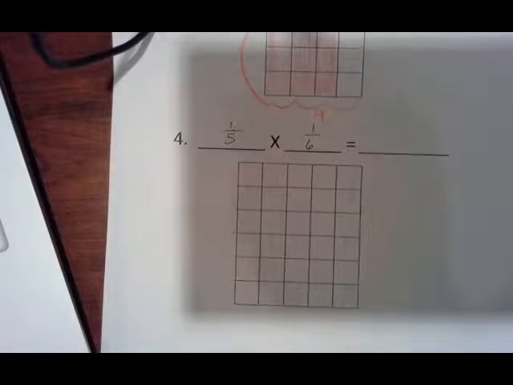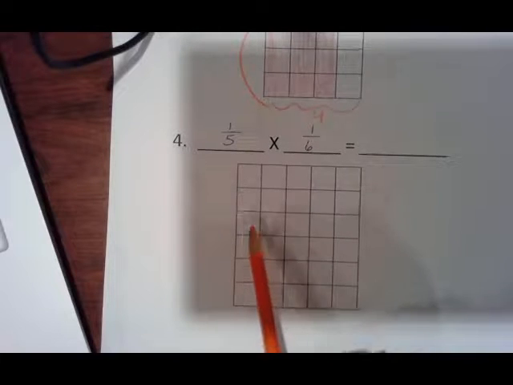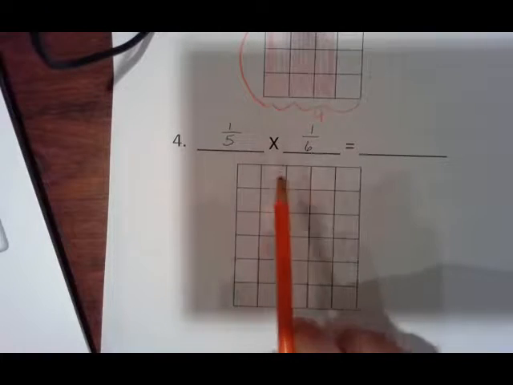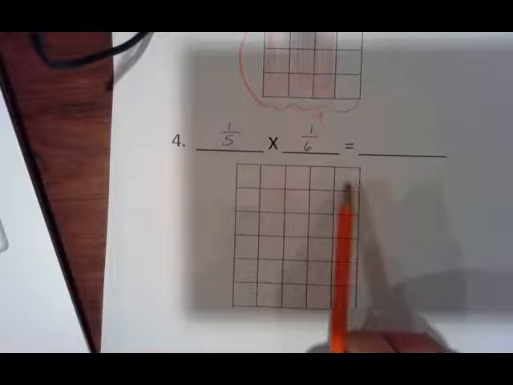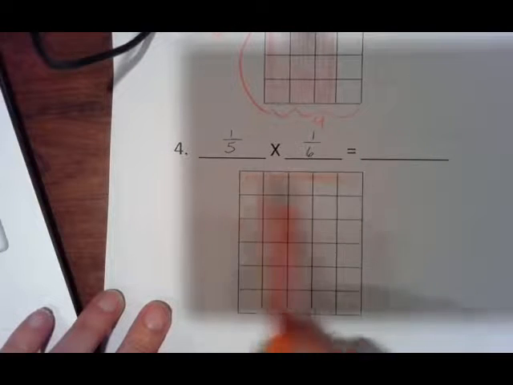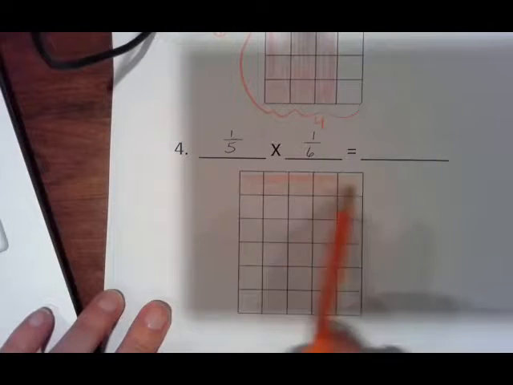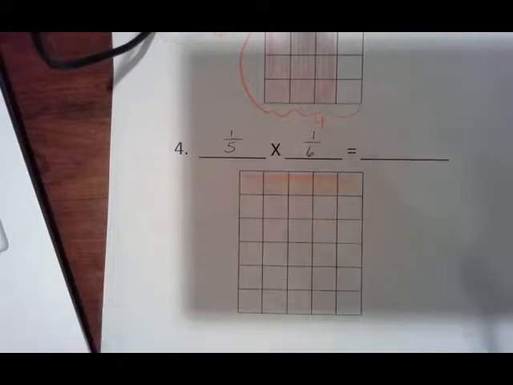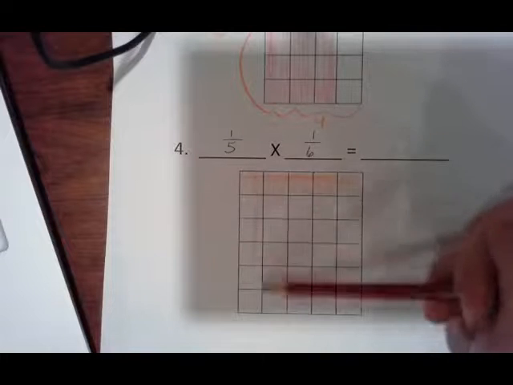Okay. Next one, 1/5 times 1/6. 1, 2, 3, 4, 5, 6. 1, 2, 3, 4, 5. So I need to shade in this way with 1. And 1/6 going down.